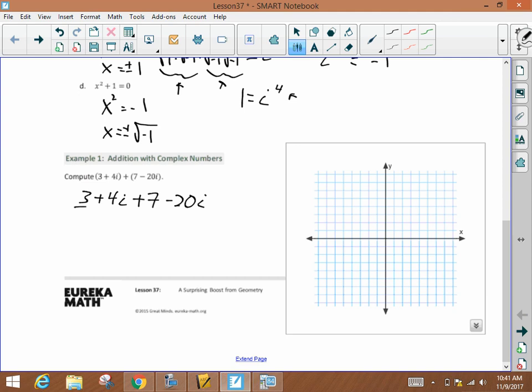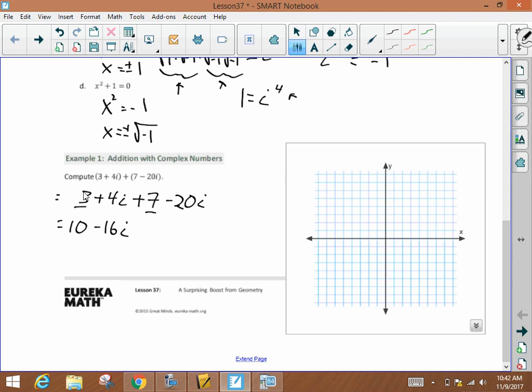These two are the same. So I get 10 plus 4i minus 20i. I'll treat it just as if I had an extra, so this will actually be negative. I don't know why I put a plus sign there. Here we go, so it's negative 16i.